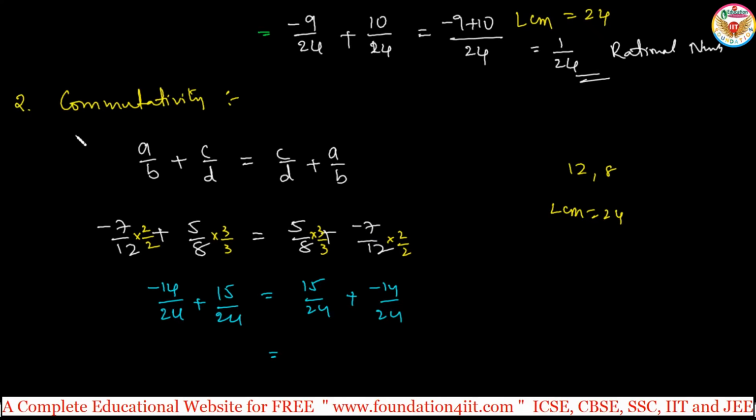So the denominator is the same now. Same denominator. Minus 14 plus 15, 1 by 24. This is also the same, 1 by 24. 15 minus 14 or minus 14 plus 15 is the same, it is 1. So the commutative property exists. So by the closure property, adding any two rational numbers gives a rational number. The commutative property also exists. Now let us see the associative.